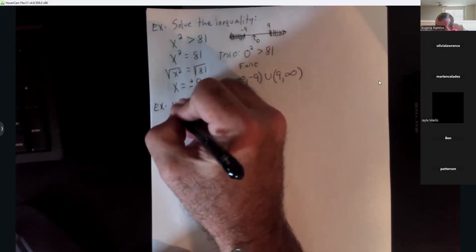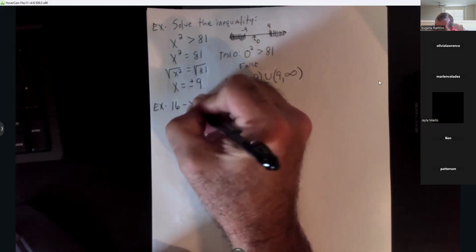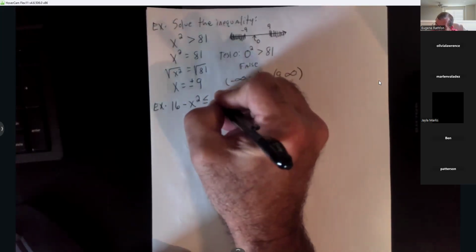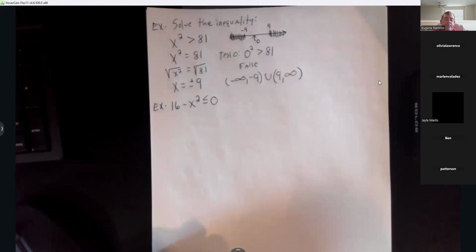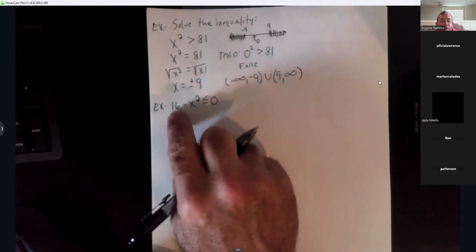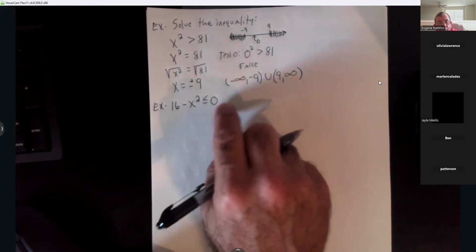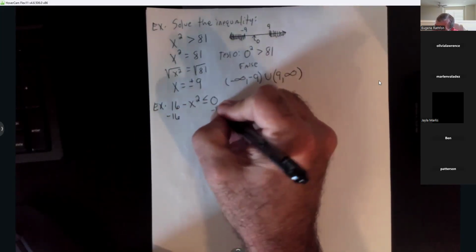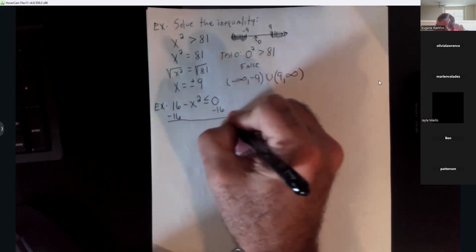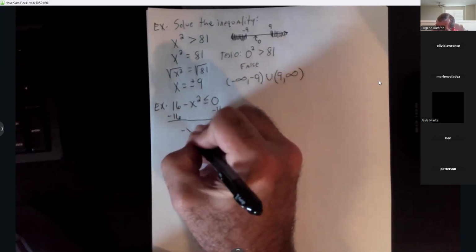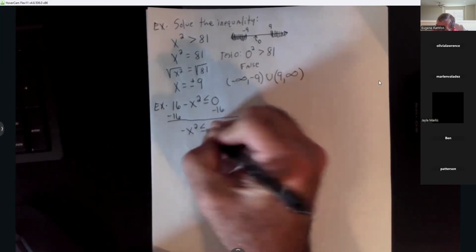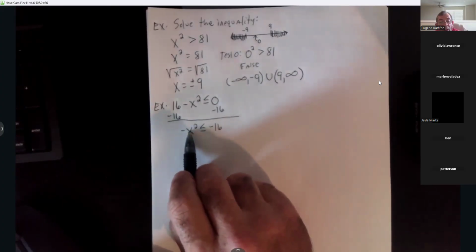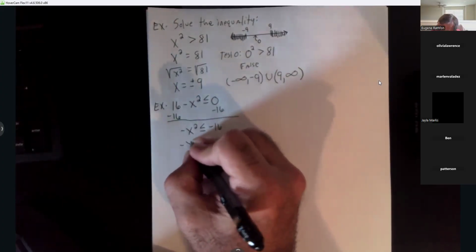All right, y'all, let's see what you do here. 16 minus x squared has to be less than or equal to 0. First thing I would do, since I got an x squared and a number, I would move that number over. So that cancels. That's going to give me a negative x squared less than or equal to a -16. I need my x squared positive, so I'm going to divide by -1.